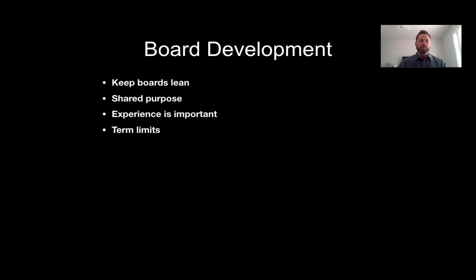Make sure that people on your board have a shared purpose. They may come from different backgrounds, but make sure that they share the same purpose, the same heart. So for us, Fellowship of Christian Athletes, we're looking for board members who care about schools, who care about the gospel in the schools, who care about young athletes and young people and coaches. So they need to share a purpose.